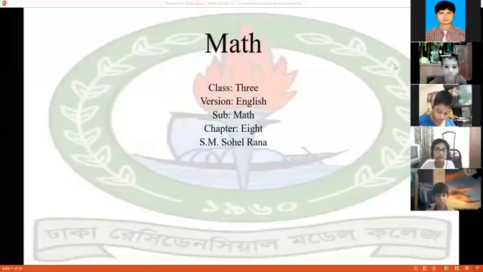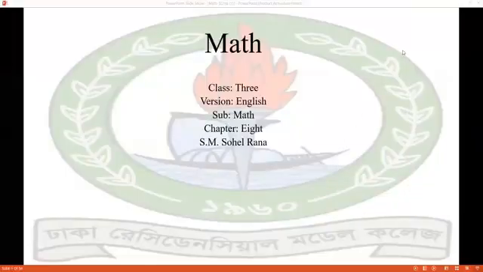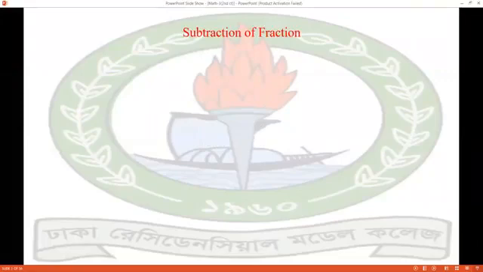This is chapter 8. Subtraction of fractions.